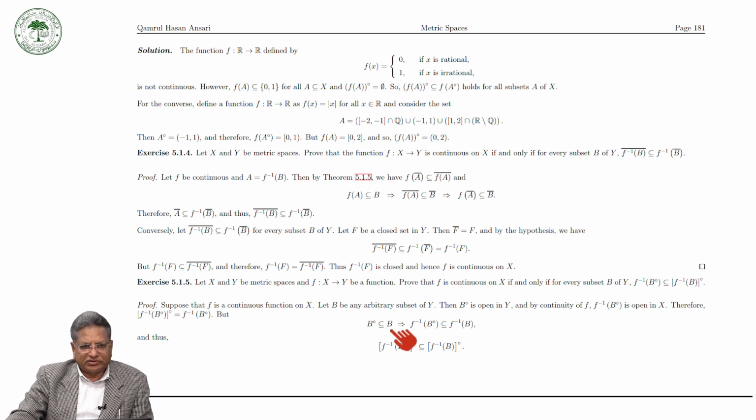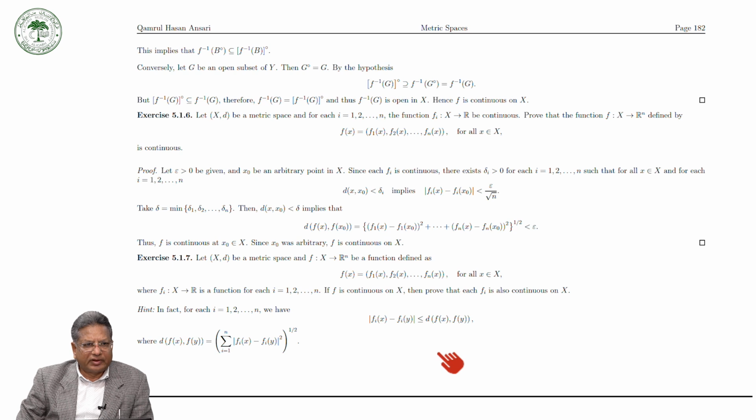Again, the interior of this is a subset of this one. Operate f inverse on both sides, we will get this one, and then operate the interior on both sides, we will get this is equal to the interior of this one. And this implies that f inverse interior of B is a subset of this one. So this is proved.